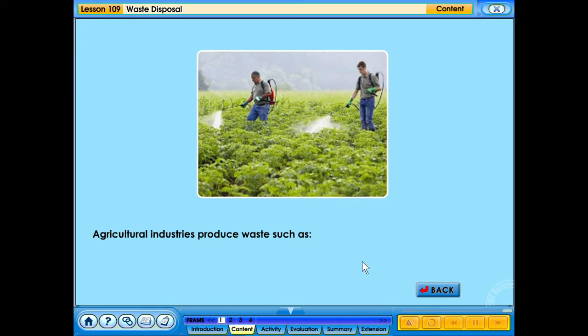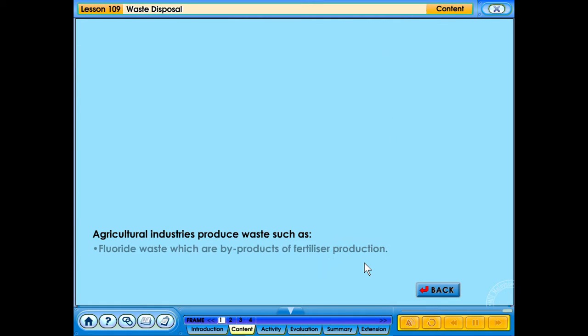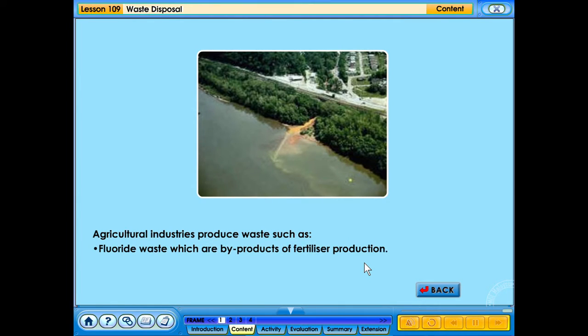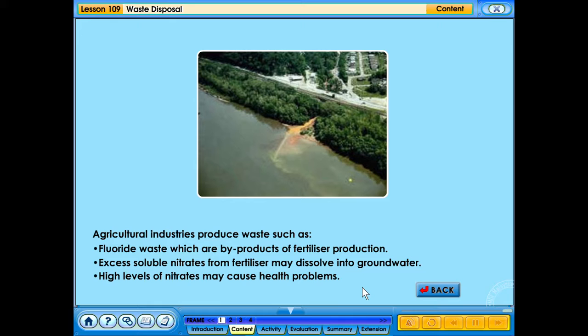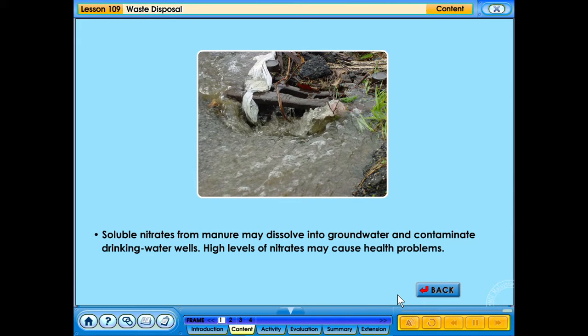Agricultural industries produce waste such as fluoride waste, which are byproducts of fertilizer production. Excess soluble nitrates from fertilizers may dissolve into groundwater. High levels of nitrates may cause health problems. Soluble nitrates from manure may dissolve into groundwater and contaminate drinking water wells. High levels of nitrates may cause health problems.